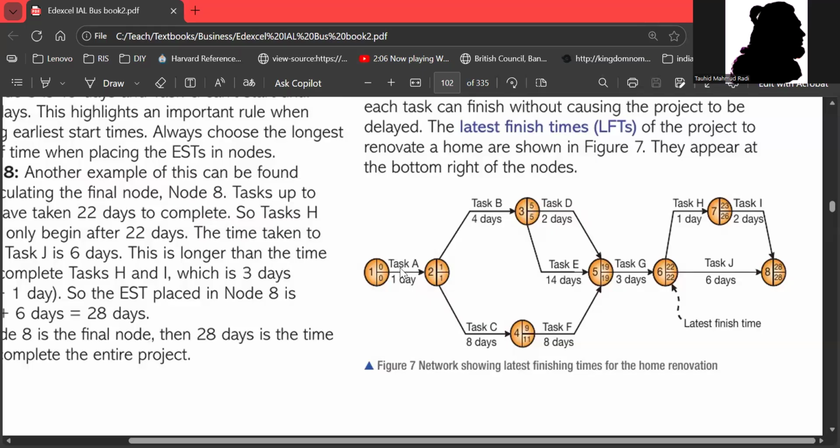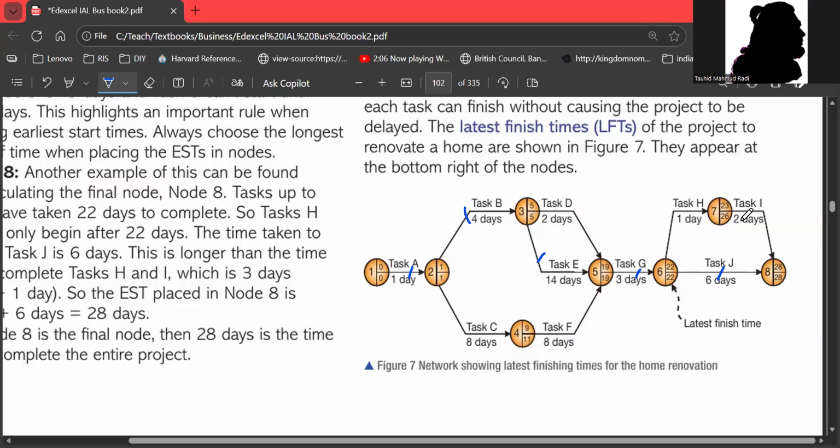So which one is the critical path over here? I'm marking it with this blue line. Which one was the highest? This one, right? So this line: activity task B, then task E, then task G, then task J. This line will be known as the critical path, and it is taking 28 days.